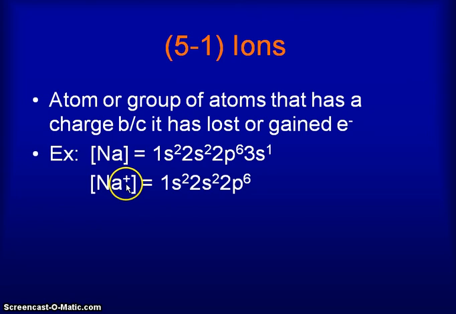Okay. Now once it has been given away, what's left over is going to be the sodium ion, and the only thing that's going to be different here is that there's no longer a 3s1 electron. Now the next outermost energy level, the second one, is going to have 8 valence electrons total to make it stable.